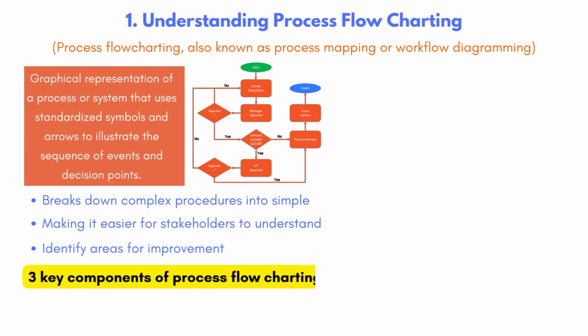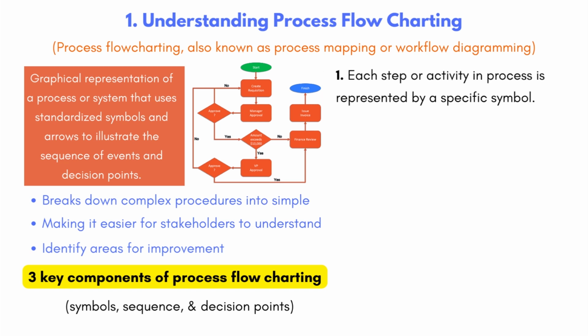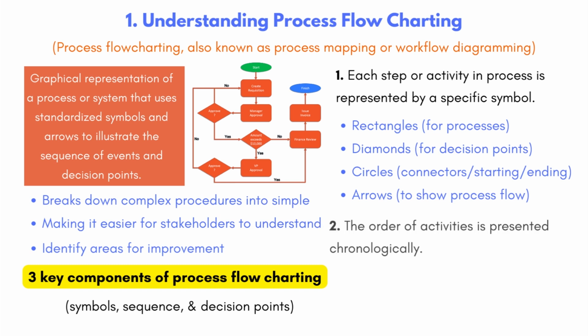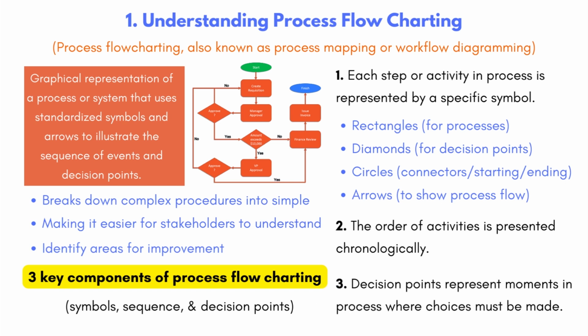There are three key components of process flow charting, which are symbols, sequence, and decision points. Each step or activity in the process is represented by a specific symbol. Common symbols include rectangles for processes, diamonds for decision points, circles for connectors or starting/ending points, and arrows to show the flow of the process. The order of activities is presented chronologically, helping stakeholders understand the flow of work from the beginning to the end.